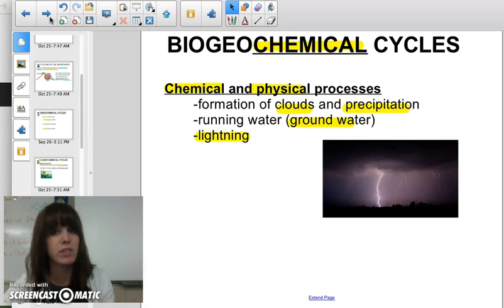Now, chemical cycles are any type of, we bunch this in with physical as well. So chemical and physical processes. This includes examples of formation of clouds and precipitation within the water cycle. Water is cycled through the ecosystem through a lot of chemical and physical processes. Lightning also plays a role in chemical and physical changes of matter.